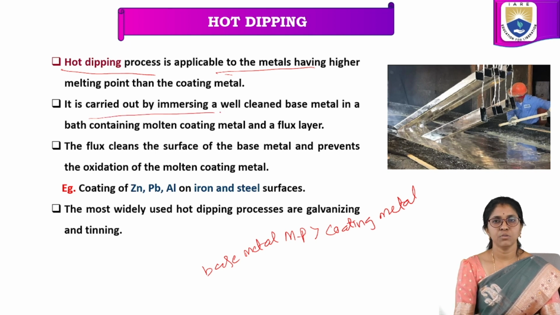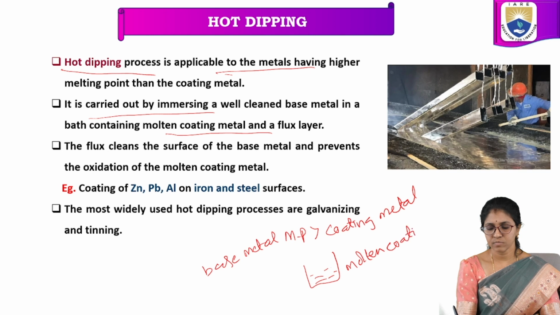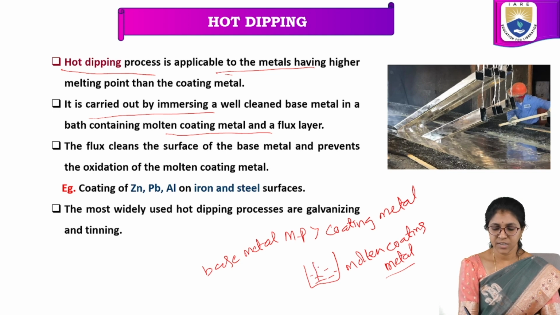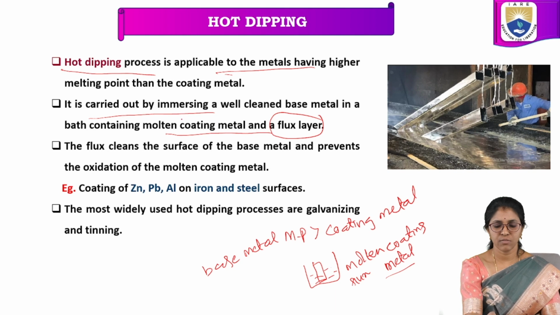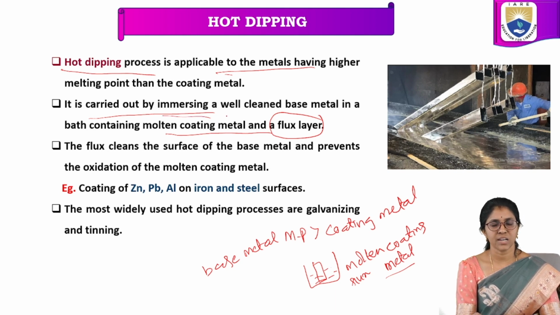It is carried out by immersing a well cleaned base metal in a bath containing molten coating metal. So in this process we are taking molten coating metal and dipping the base metal in the molten coating metal and flux layer. This process involves immersing a well cleaned base metal in a bath containing molten coating metal and flux layer.